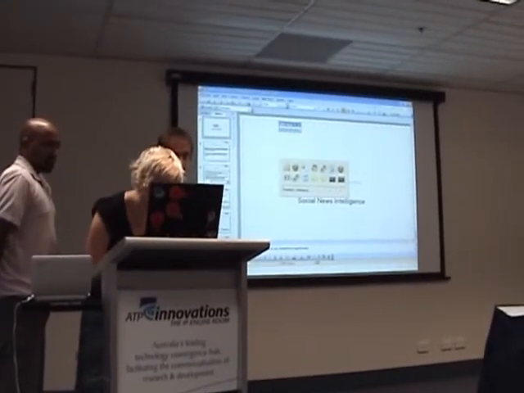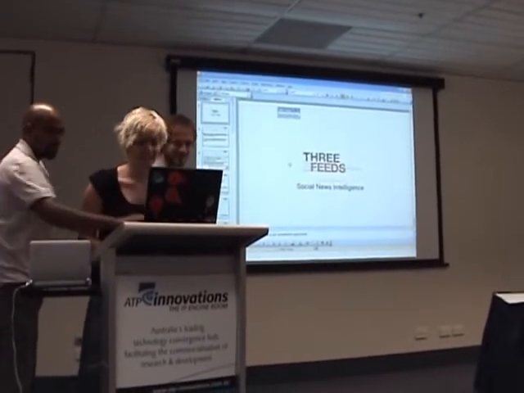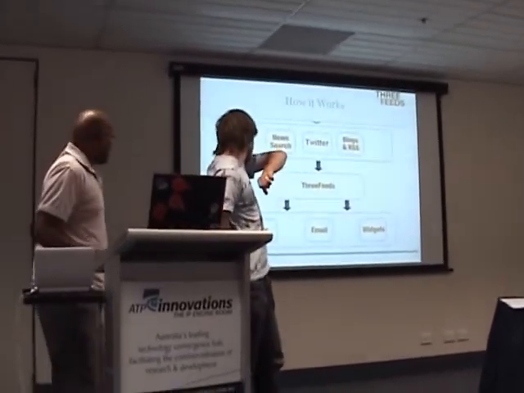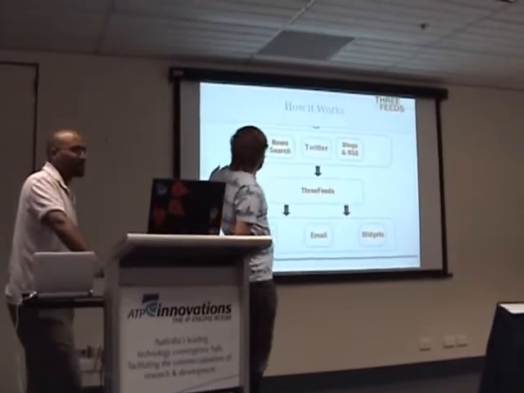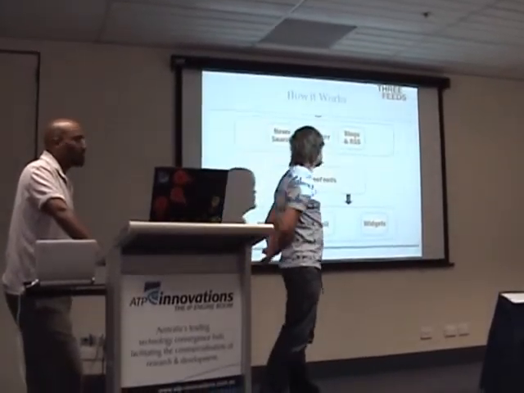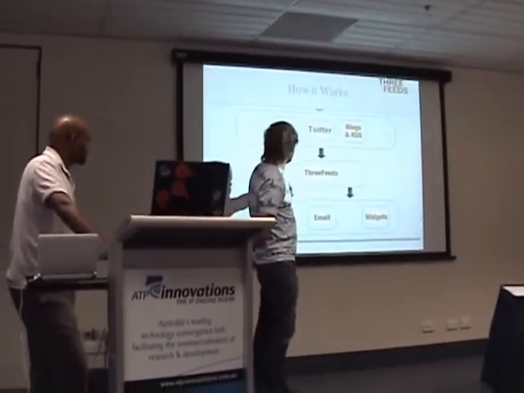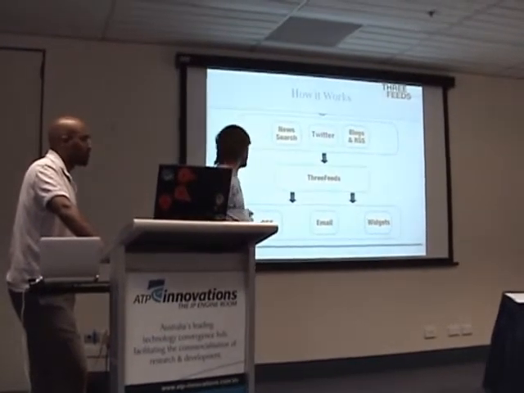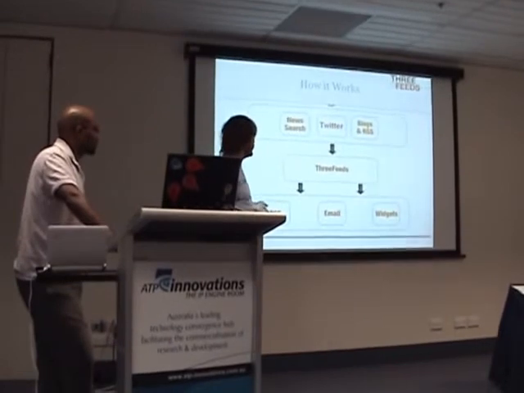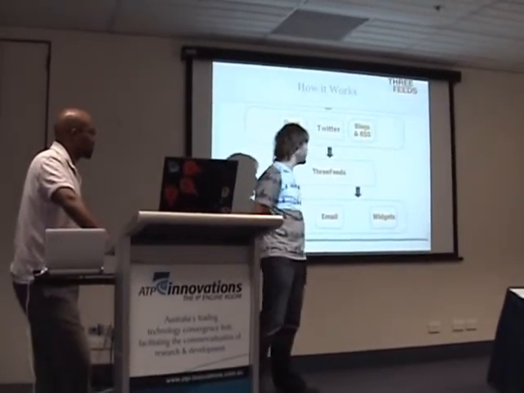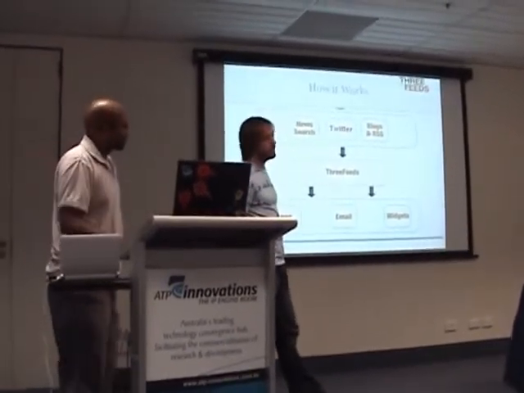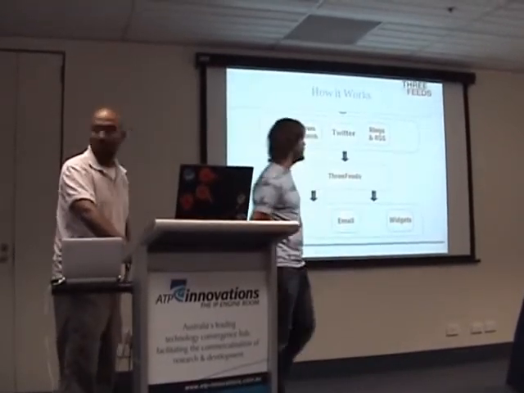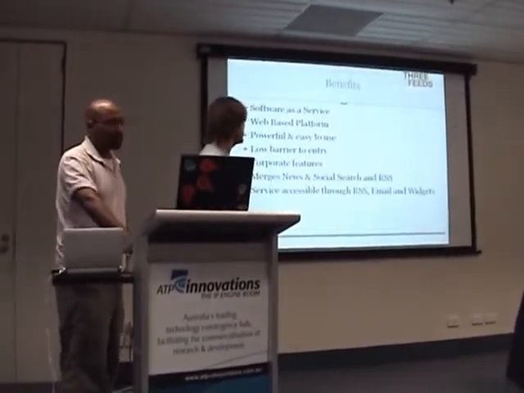So just a very quick talk about the technologies. Obviously we need to source this information. So we source it from news feeds, Twitter, blogs, and other RSS. It comes into a 3 feeds server, and then it's spat out in one of 3 forms. We have the RSS, so whatever reader you use. You can have an email, so daily or weekly you send an email about what's changed, and finally the widget, so you can embed that in your blog or site.